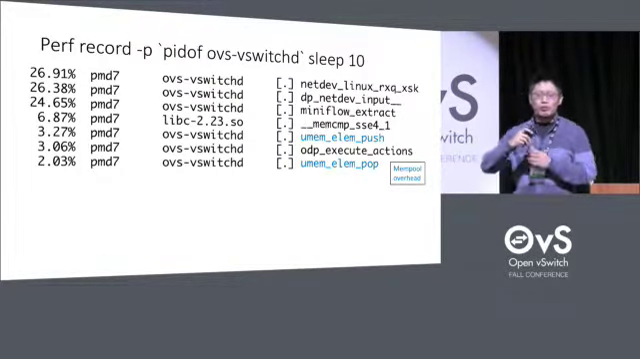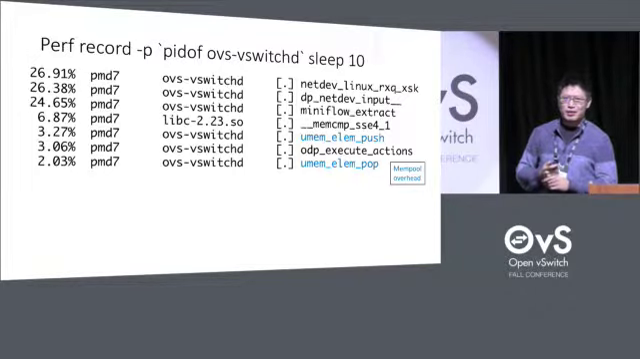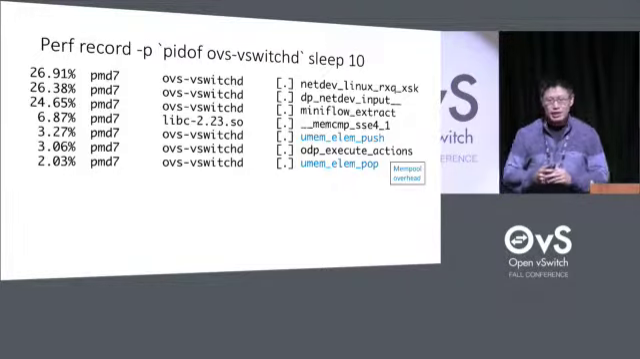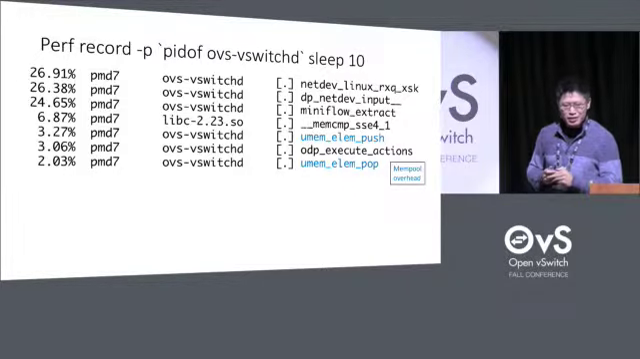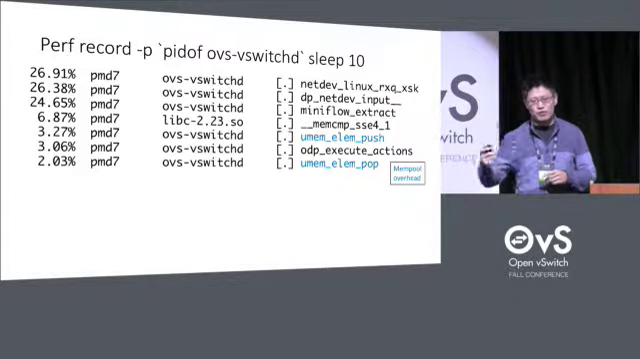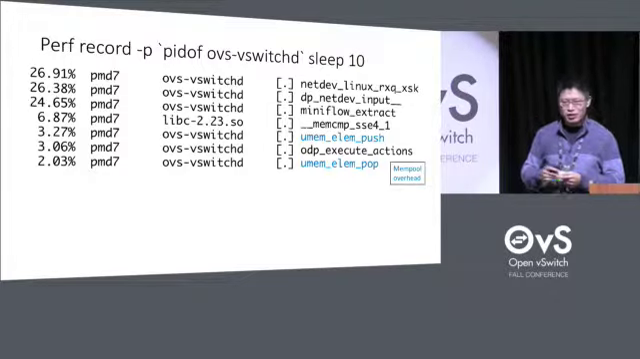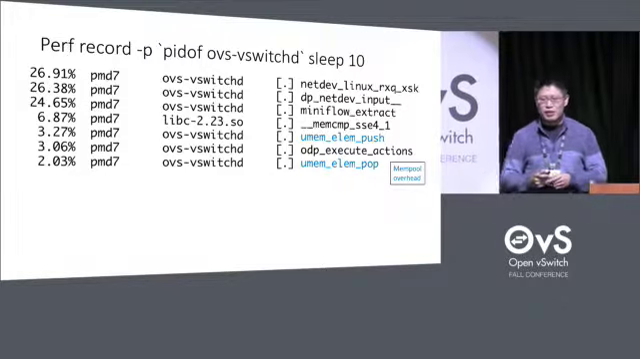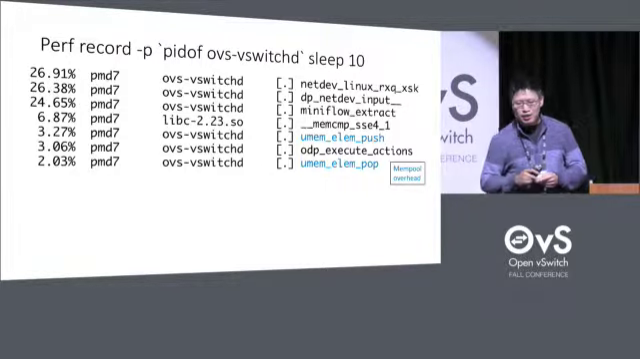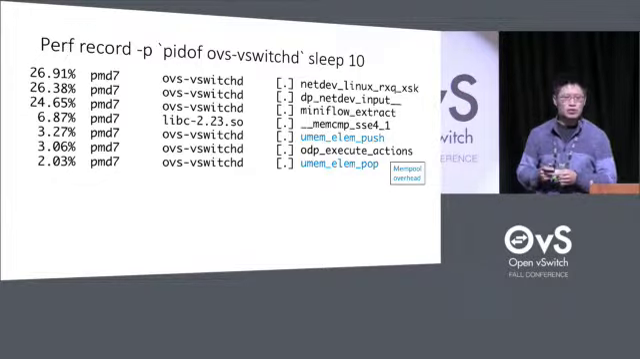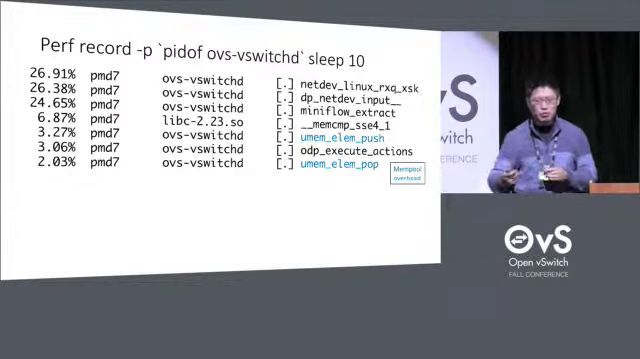If we want a breakdown of this CPU processing, we run perf. Perf shows that we spend 26% of CPU time on the Linux IRQ receive function, about 26% on dpif-netdev input, and also 24% on miniflow extract. And the blue one, umem elem push, is the overhead introduced by the memory pool I mentioned before.